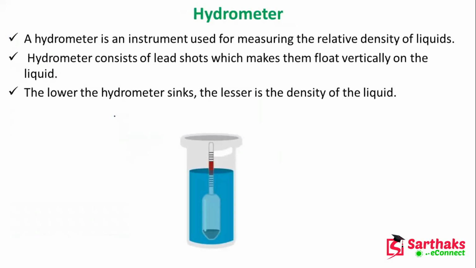Now in case of hydrometer also we are using the Archimedes principle. Here this hydrometer, what is hydrometer? It is the one with which we are measuring the relative density of the liquid.